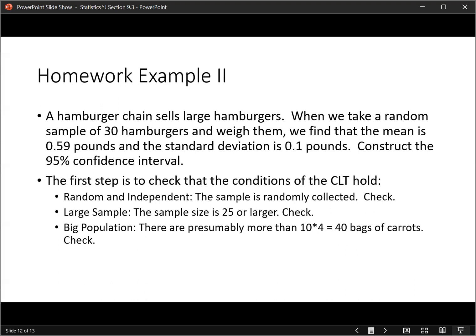The first thing we want to do is check the conditions. Is the sample randomly collected? Yes. Do we have a sample size of 25 or larger? Yes, we do. 30 is bigger than 25, so we're good. And then, oops, I didn't fix the bags of carrots, I just copied this over. So we're going to assume that there's more than 300 hamburgers.